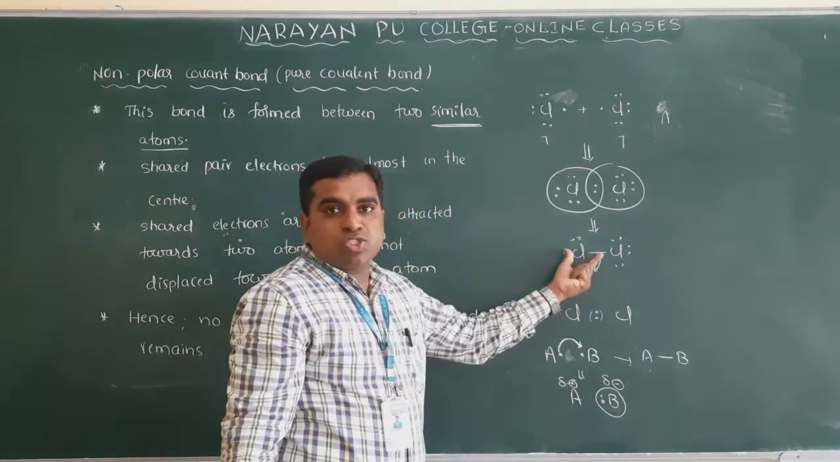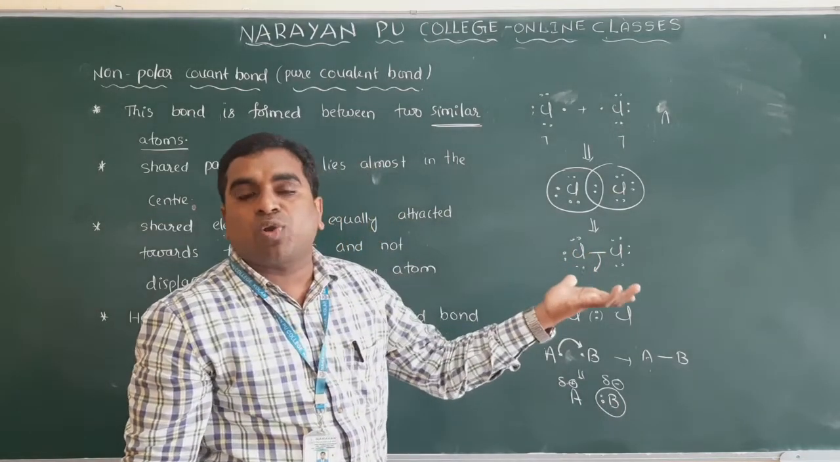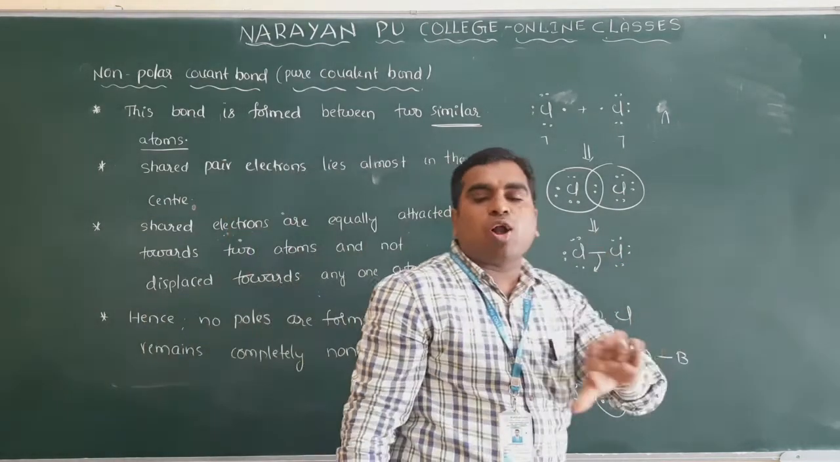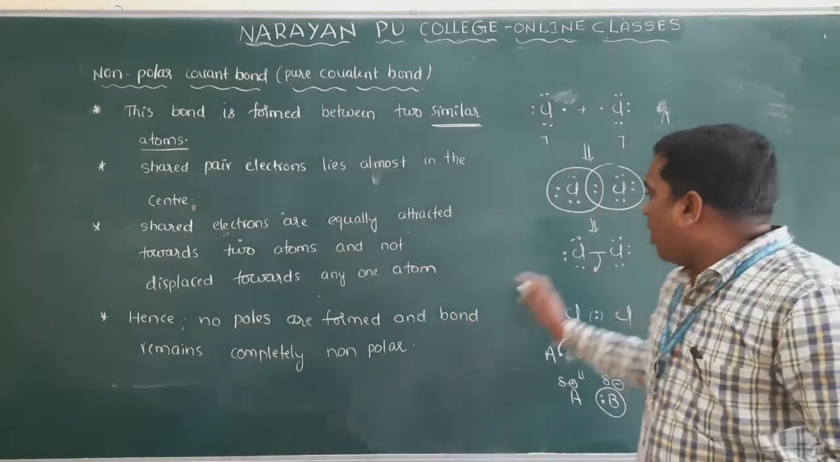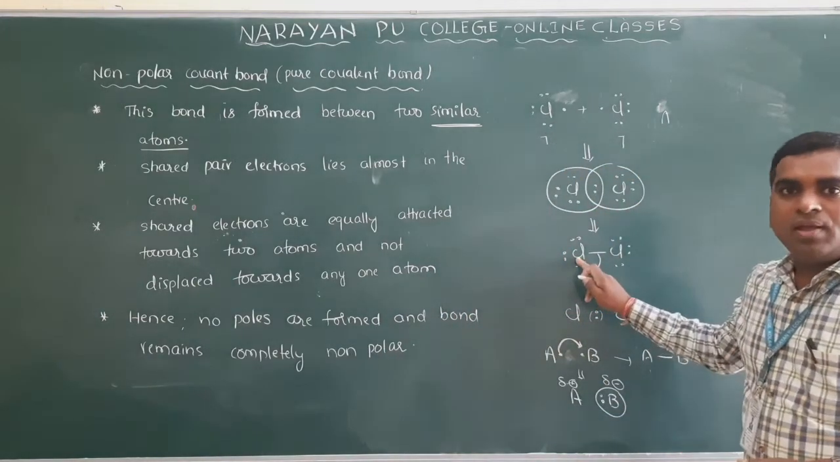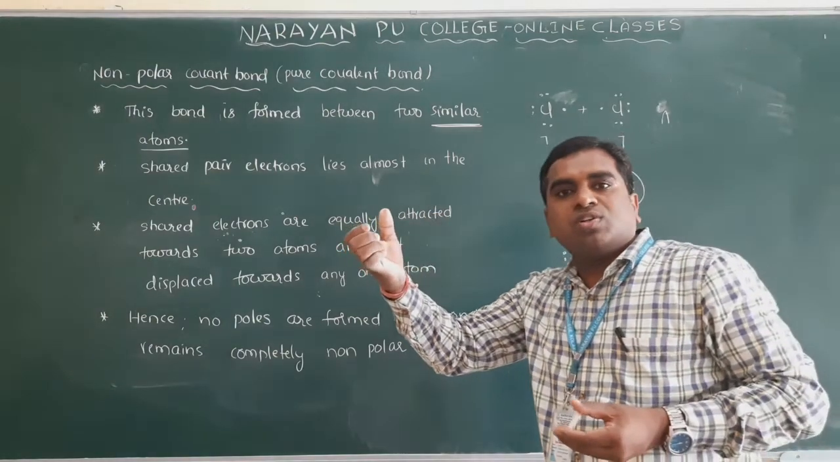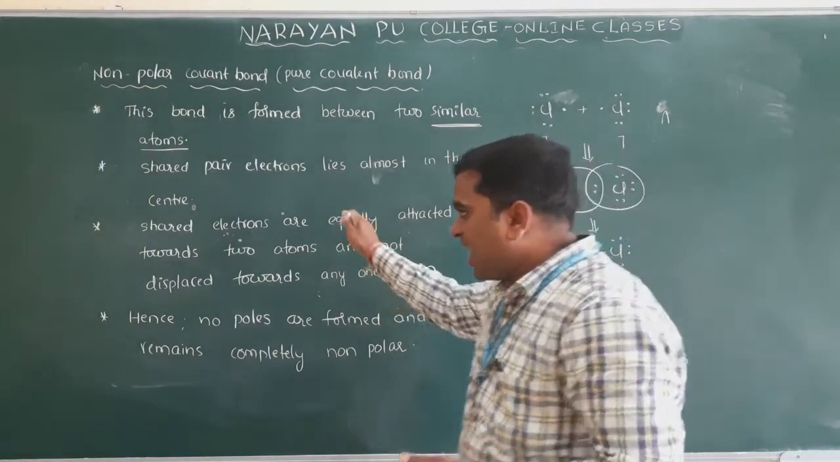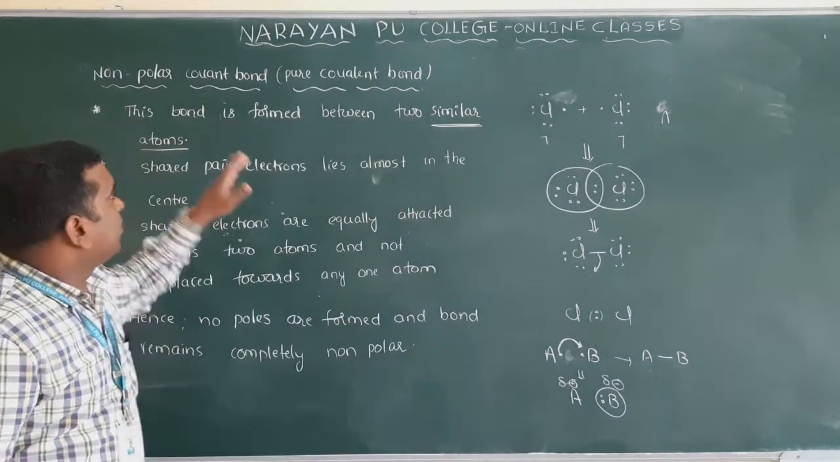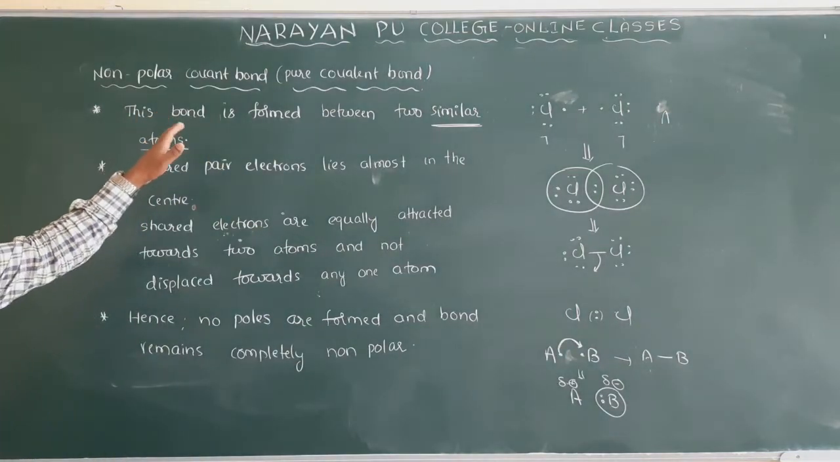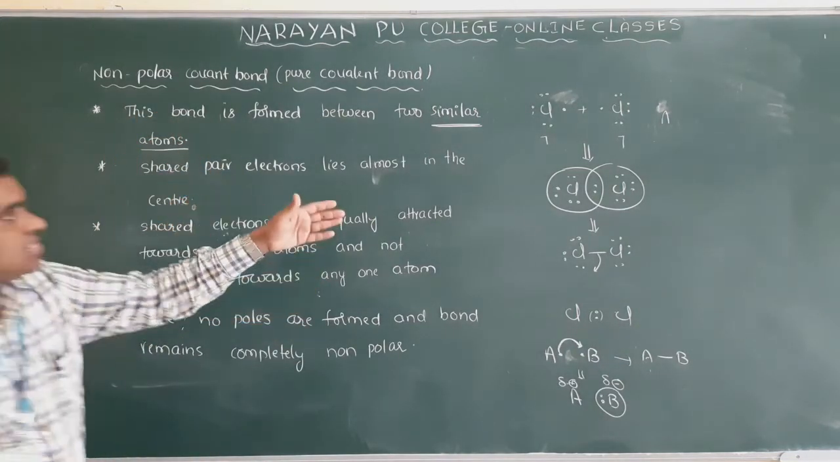But here there is no chance. Why? Both are the same electronegative atoms, so poles will not be generated on the chlorine atoms. Why? Because they are not attracting the shared pair of electrons towards any one of the atoms, and thus we will get the non-polar covalent bond.